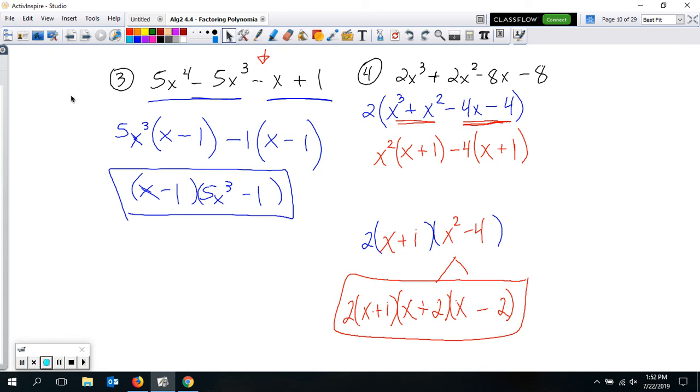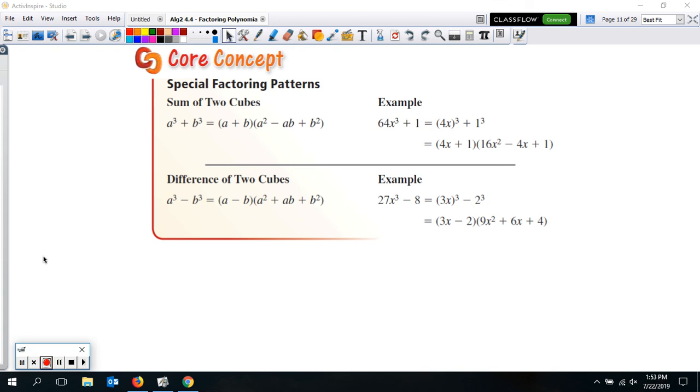Alright, so here we're going to now go on to another new factoring as well. Talking about cubes. Okay, so on your core concept, we're still on page 93. Here's some more special factoring patterns. So this is very new. You haven't seen this before. So sum of 2 cubes and difference of 2 cubes. We just talked about a difference of 2 squares. Now we're talking about cubes.